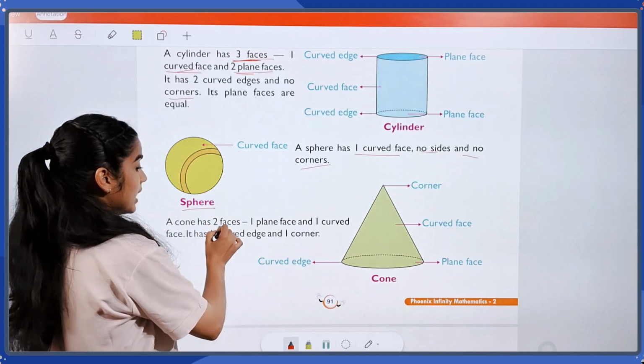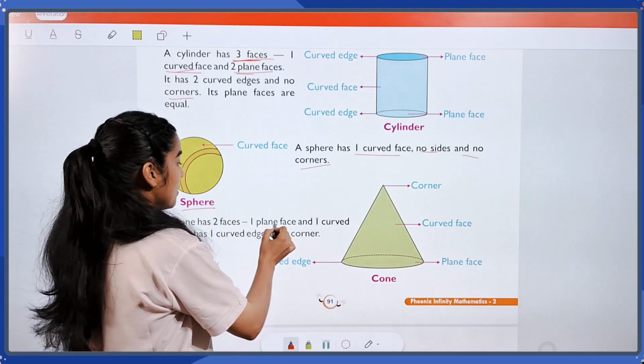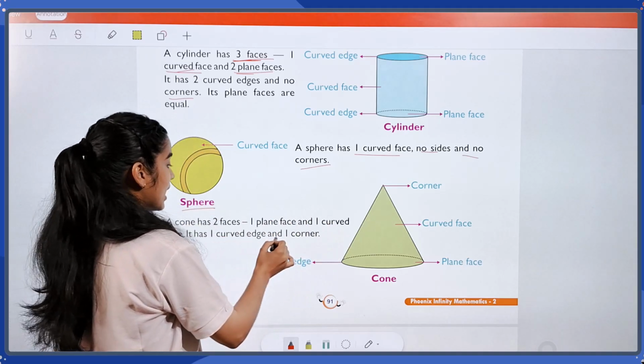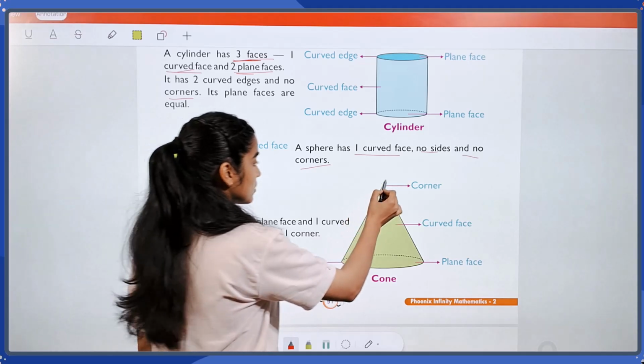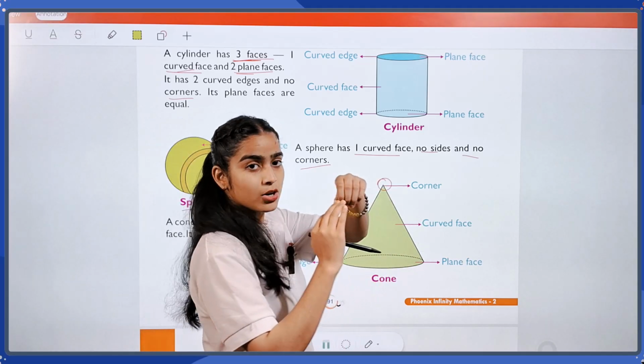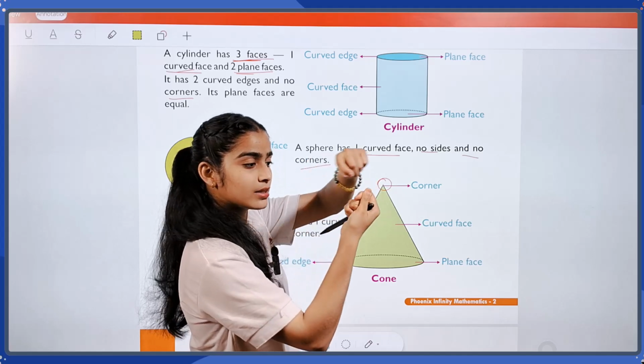Now a cone has two faces, one plane face and one curved face. It has one curved edge and one corner. So this is one corner, and this is one curved edge. Because when we make a cone, we have to fold a page like this, okay?